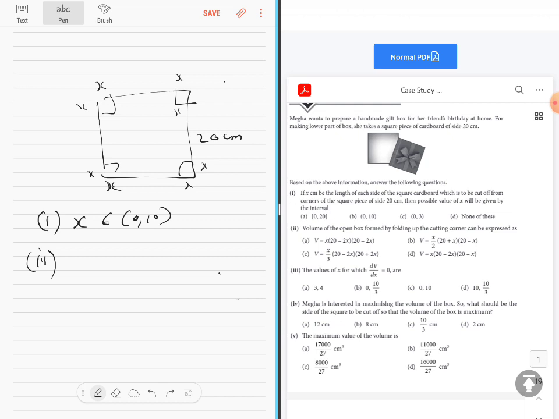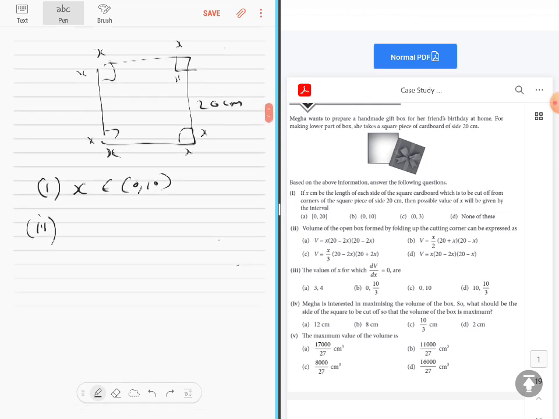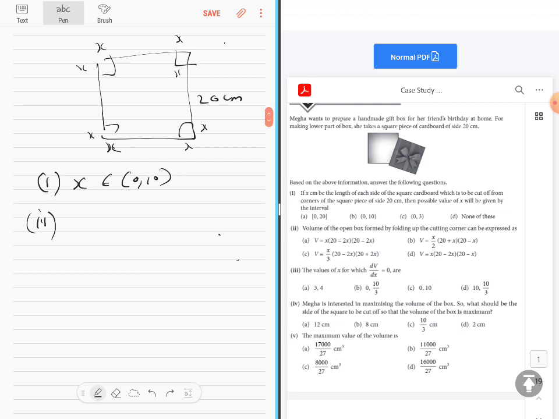The volume of the open box formed by folding up the cutting corners can be expressed as, so what will be the volume? Volume will be 20 minus 2x into 20 minus 2x, which is 20 minus 2x the whole square. But anyway, they have given it as 20 minus 2x into x. So this is the volume. So whichever is the right answer for it, you can mark it. It will be clearly A, I think, 20 minus 2x.